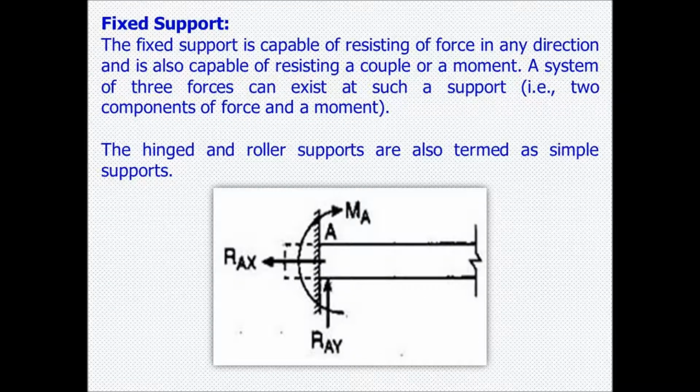Fixed support. The fixed support is capable of resisting a force in any direction, and is also capable of resisting a couple, or a moment. A system of 3 forces can exist at such a support, i.e., 2 components of force and a moment. The hinged and roller supports are also termed as simple supports.